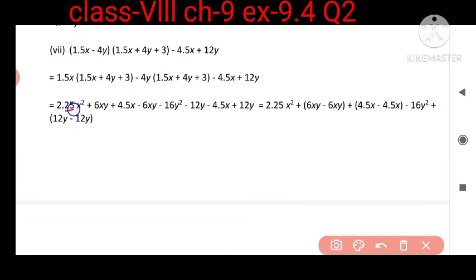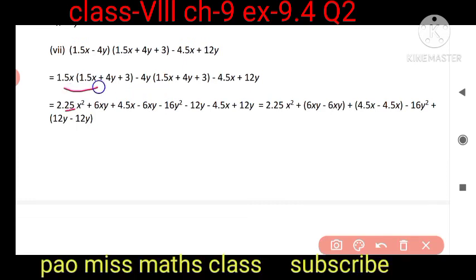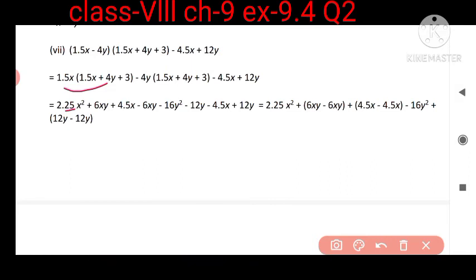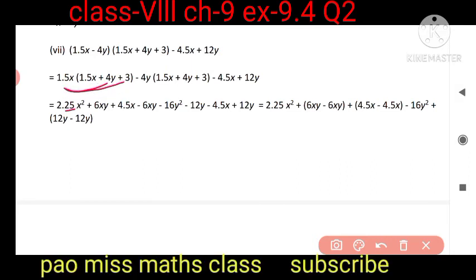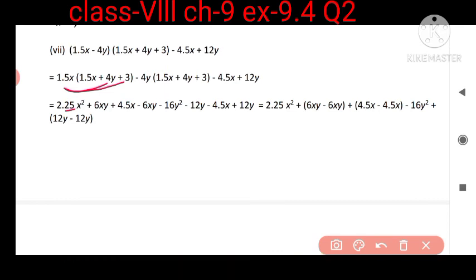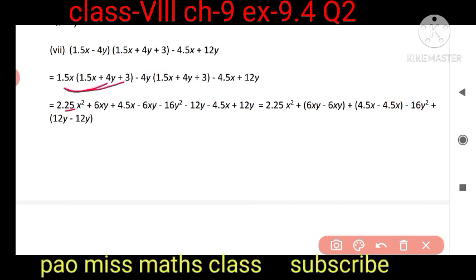Now then again 1.5 will multiply with 4, you will get 6. Okay, and variable will be xy. Then again 1.5 will multiply with 3, you will get 4.5. Then only one variable is there, that is what? X, isn't it?